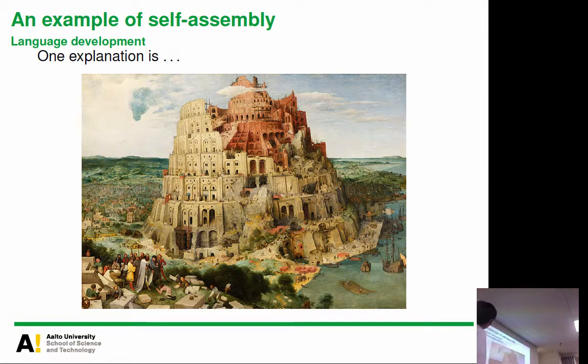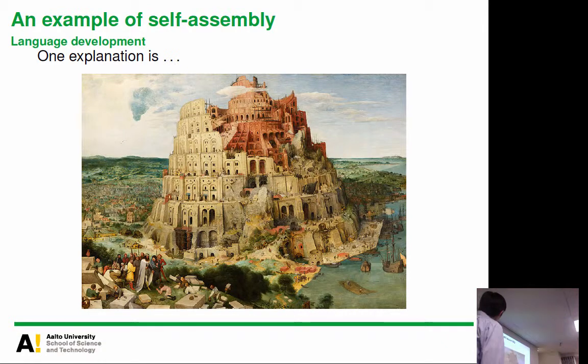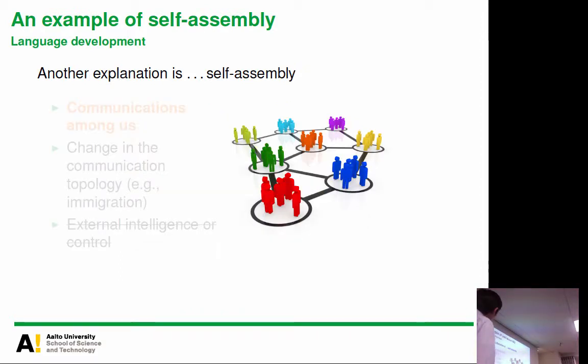So then the question is, why do we have so many languages in this world? And of course one explanation is that due to our arrogance, God got pissed off, and then he took our ability to communicate with each other in one language. But let's talk about a bit more scientific explanations. So another explanation is given by self-assembly. Okay, so what is self-assembly of language?